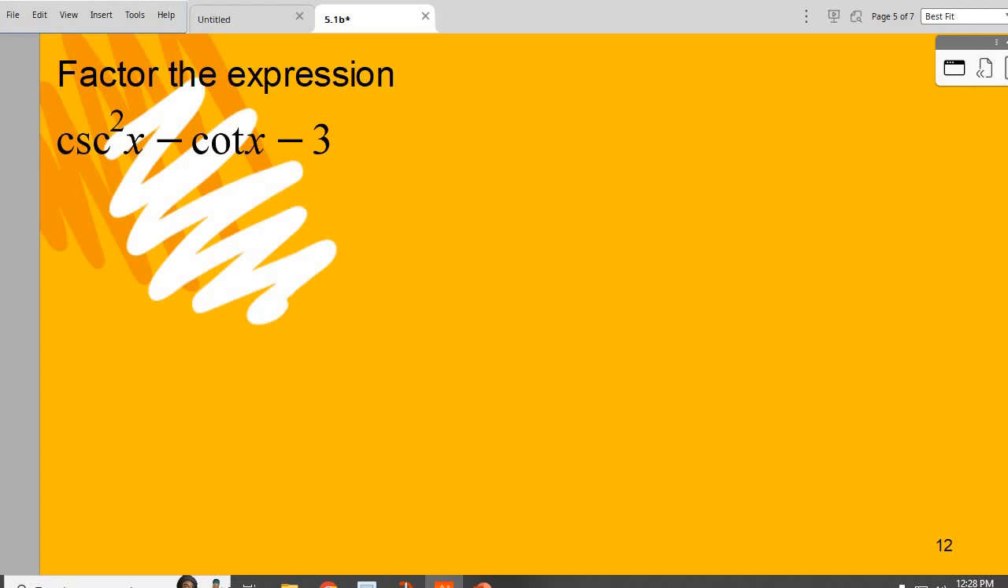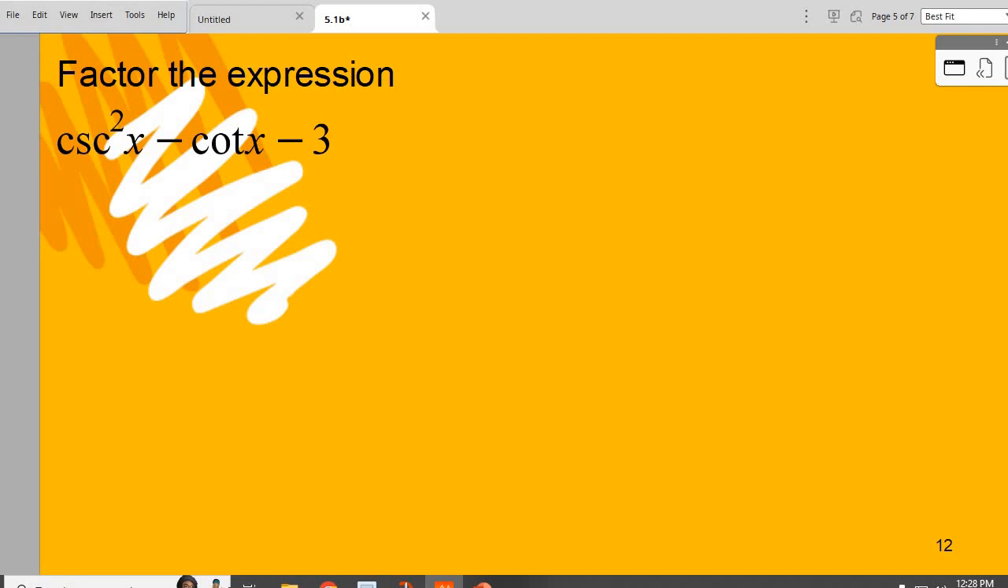Can I use my AC method again? No. Why not? Because it's two different. So it'd be like if we had x squared minus y minus 3, right? So if we have 3 terms, so it is a trinomial, but it's not all the same variable. Does that make sense? So like, there wouldn't be a way for us to factor it as it is. However, have we been looking at any types of formulas or things that allow us to convert one trig function into another trig function? Yeah.